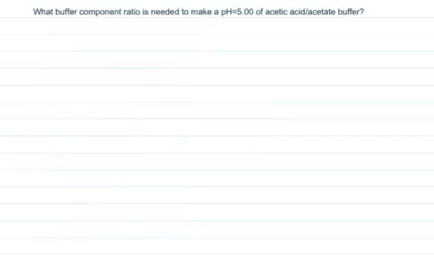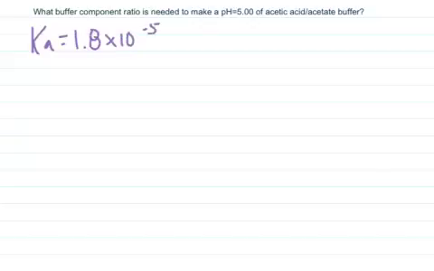Now, let's actually look at an example of this. What buffer component ratio is needed to make a pH of 5.0 of acetic acid and acetate buffer? First thing I need to check is whether this is a weak or strong acid and base. This is a weak acid, weak base. Great, so I know I can use the Henderson-Hasselbalch equation. Next, I need to look up the Ka value for acetic acid, which is 1.8 times 10 to the minus 5, and that gives me a pKa of 4.74.